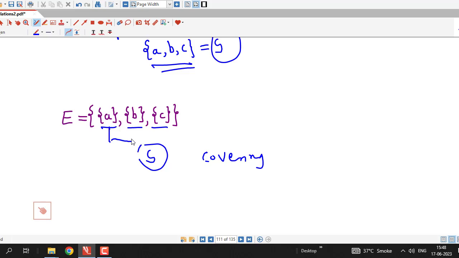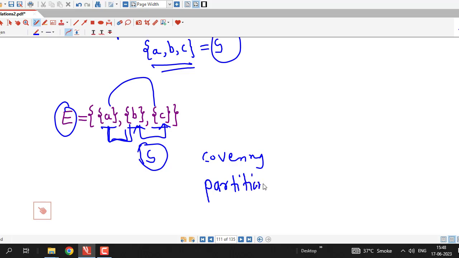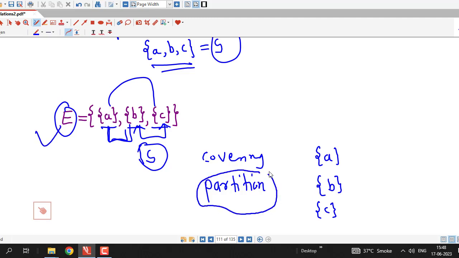And if we take intersection of any two sets in this collection E, then we will obtain the empty set. Therefore all the members of this collection E are mutually disjoint. Therefore it is a partition of a set S. And here we have three blocks: the set containing A, the set containing B, and the set containing C. So among the given partitions, this is the partition having the maximum number of blocks.